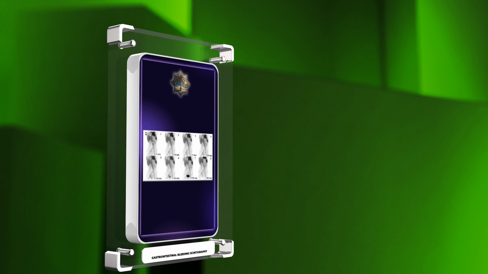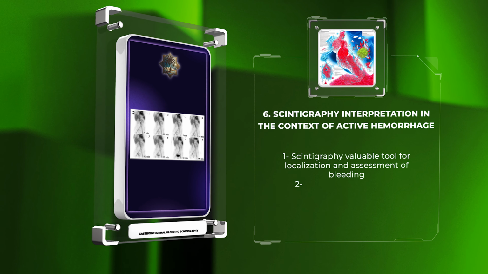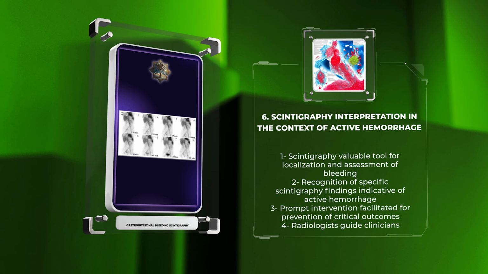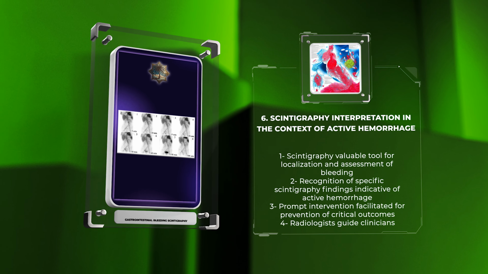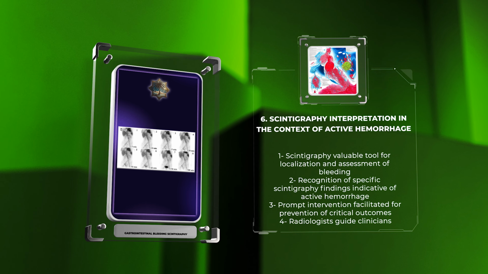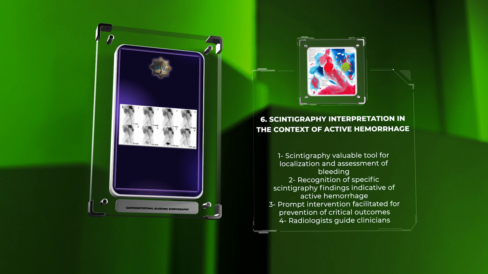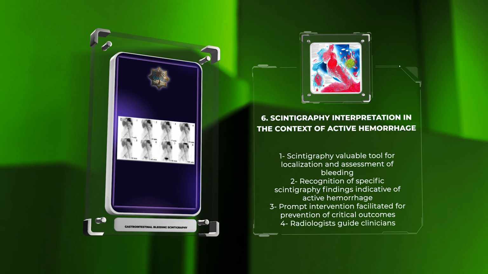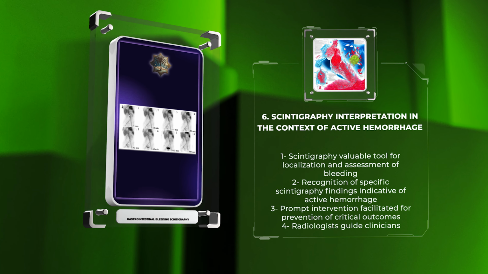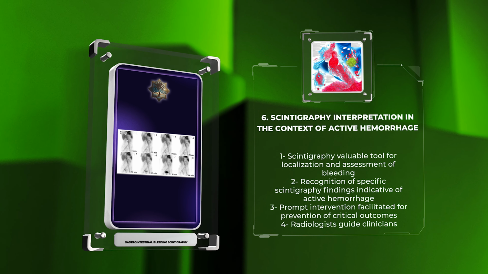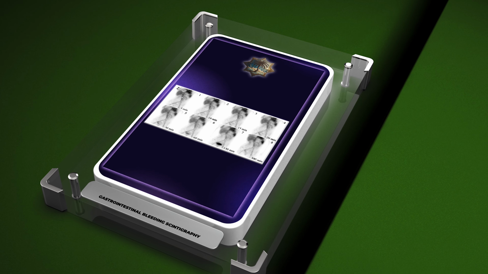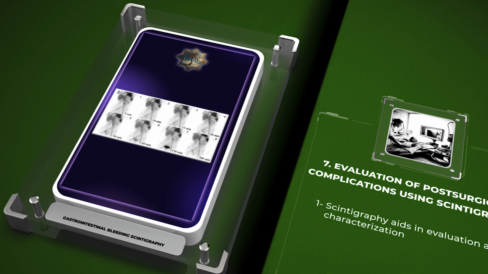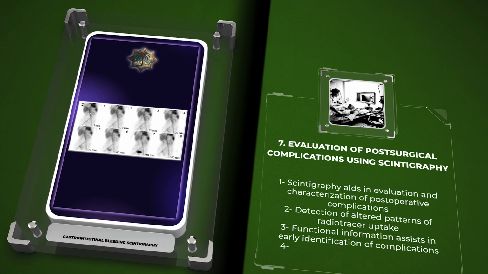Active hemorrhage within the gastrointestinal system requires urgent identification and management. Scintigraphy serves as a valuable tool in localizing and assessing the severity of bleeding, allowing for prompt intervention. By recognizing specific scintigraphy findings indicative of active hemorrhage, radiologists can guide clinicians toward the most appropriate course of action, potentially preventing critical outcomes.